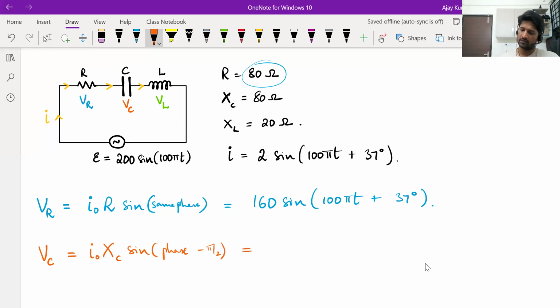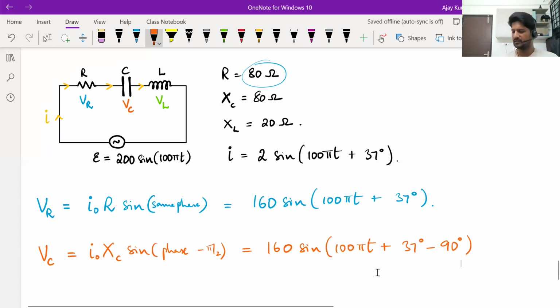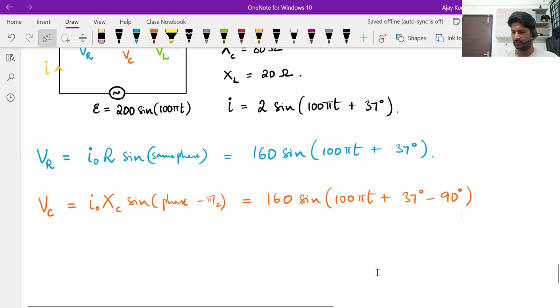Therefore, I0 is 2, XC is 80. So 2 into 80 is 160 again. Sine, current phase is 100 pi t plus 37 degrees. From that, you have to subtract pi by 2. You can express the answer in degrees or in radians. It's your choice, that phase value. So this will be the voltage across the capacitor as a function of time.